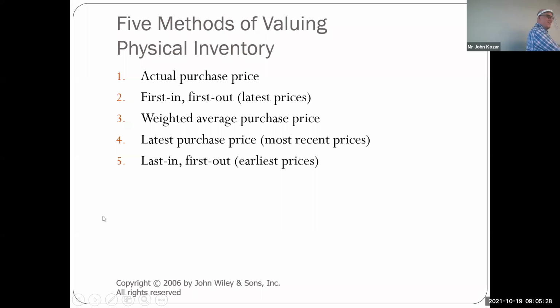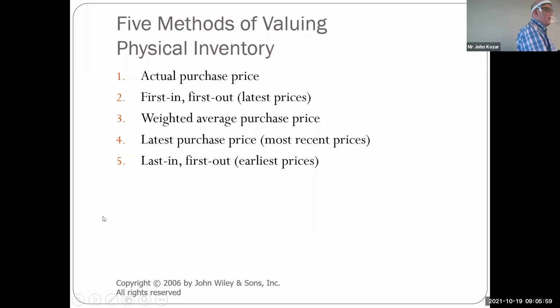But one way is the actual purchase price. And to be able to do that, if you have canned goods, you'd have to put the actual purchase price per can on each can so that when somebody's taking inventory, they not only count how many cans, but how many cans that cost X dollars and how many cans that cost Y dollars. That's a lot of work.